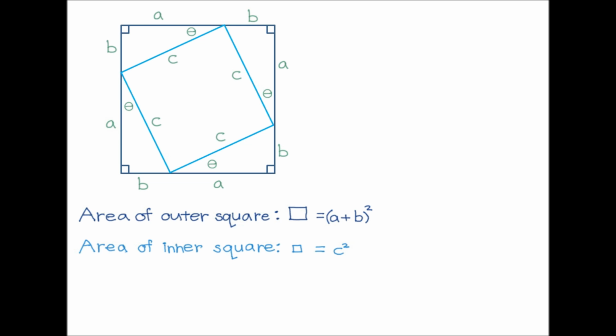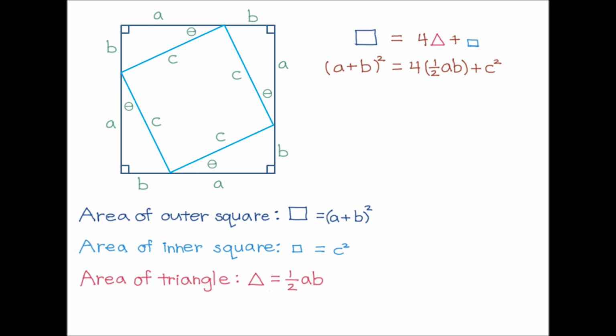Now lastly, the area of each triangle, which we will denote by a triangle symbol, is simply just 1/2 times each of its leg sides. But one of its leg sides is A, while the other is B, so we get 1/2 times A times B. And now we can see that the area of the outer square is equal to 4 times the area of each triangle plus the area of the inner square. And by plugging in our respective area equations, we get the quantity A plus B squared equal to 4 times 1/2 times A times B plus C squared.